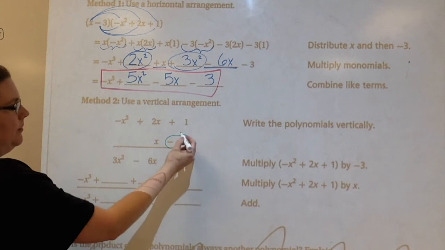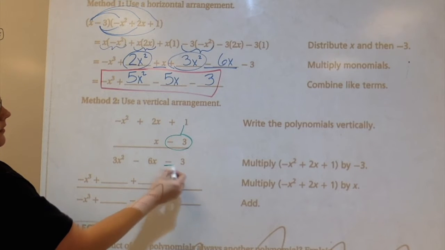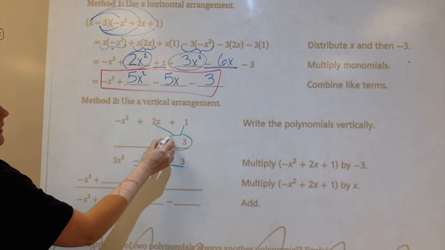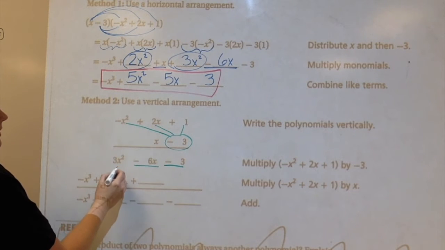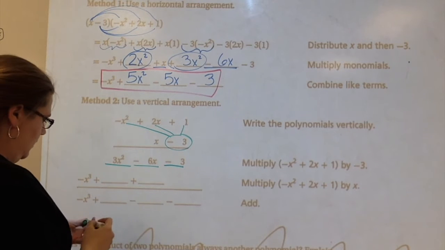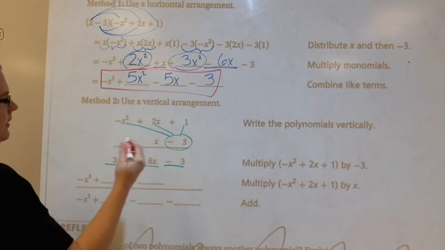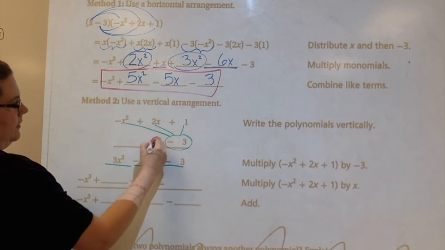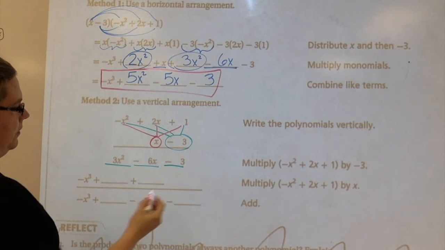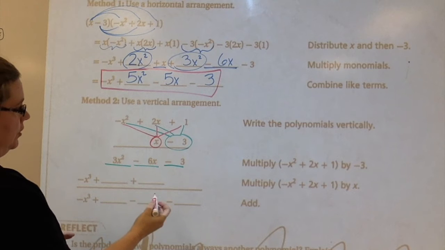Then they multiplied the polynomial on top by -3, just like you would if you were doing a regular multiplication problem. So -3 times 1 is -3. -3 times 2x is -6x. -3 times -x squared is 3x squared. Then they went through and multiplied the x piece by each one of the terms in the polynomial.